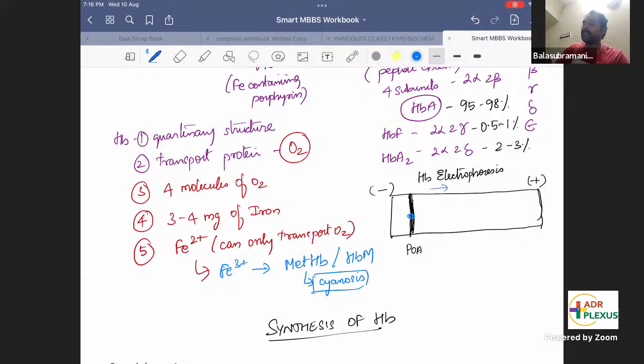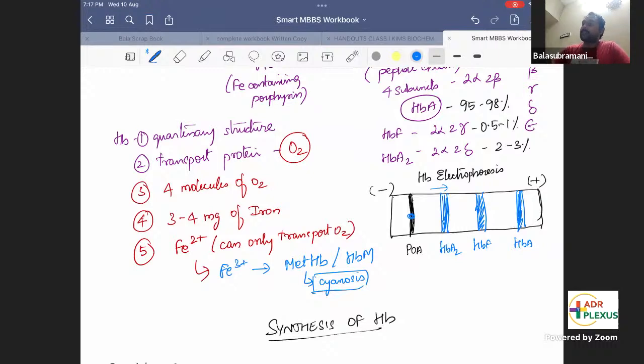Whichever molecule has a greater negative charge is going to migrate the farthest. That particular molecule is called HbA. Then you have next HbF, and towards the point of application it is HbA2. So the more the negative charge, the farther the movement. The less the negative charge, the closer it stays to the point of application. So this is how the hemoglobin electrophoresis runs.